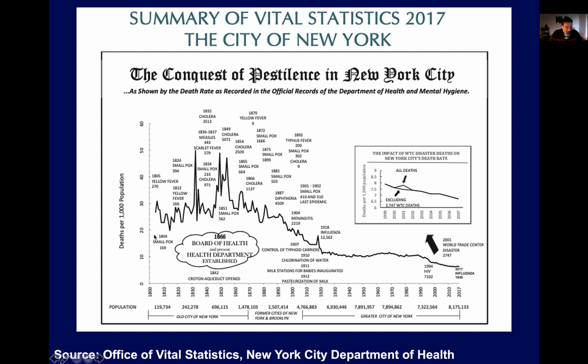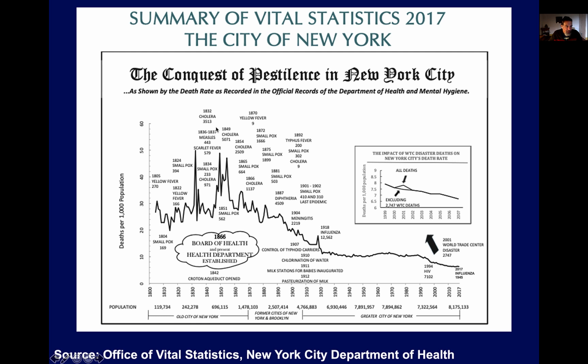On the y-axis, what you see is the deaths per thousand population, and these are deaths due to all causes. So regardless of what the person died from, it's counted here. And what you can see is how volatile the all-cause death rate was in these early years.